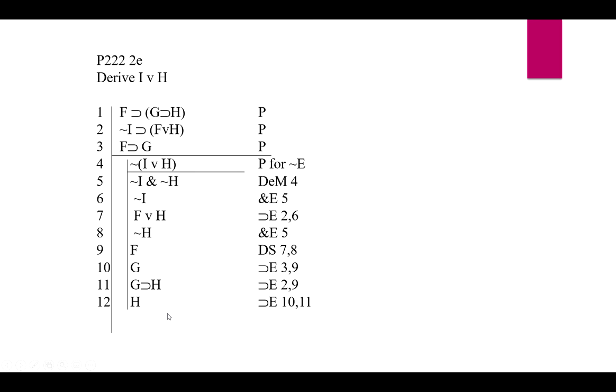So we've got the contradiction, which means we can end our subderivation and go back to the main scope line and write down I or H without that negation, using the rule negation elimination from premises 4 through 12.